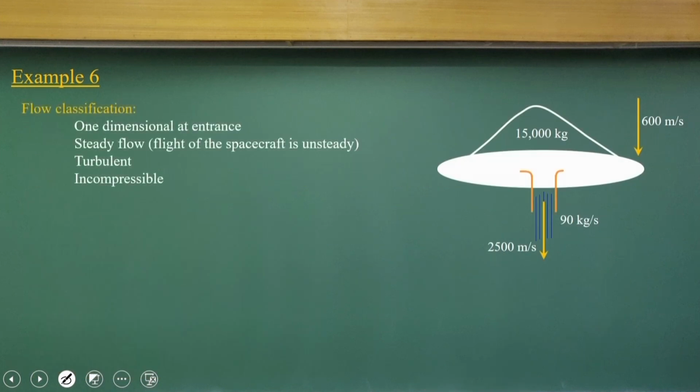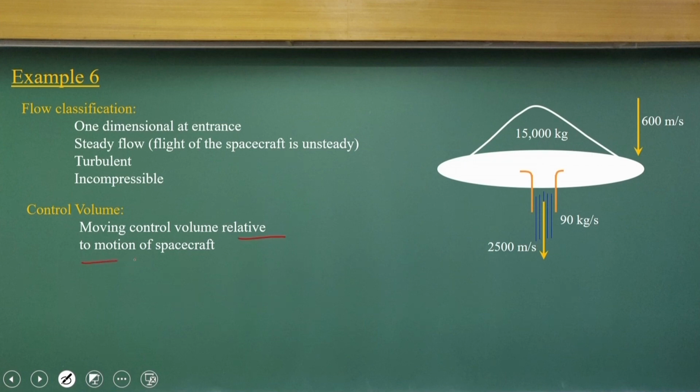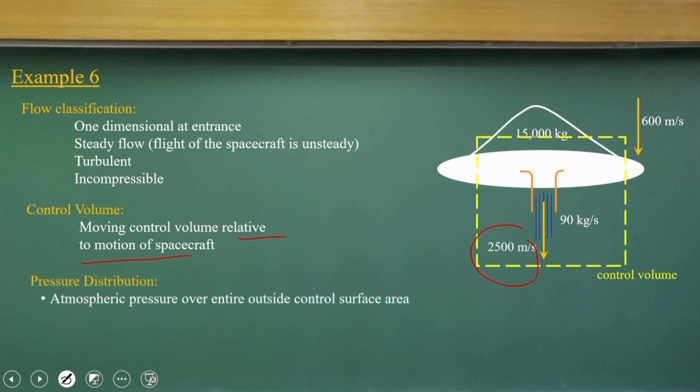Now, the problem is one dimensional because only one jet is there. We can treat it as a steady, turbulent, incompressible problem. This is a moving control volume related to the motion of the spacecraft. Here we are talking about relative velocities, not the absolute velocity of the jet. We consider the control volume and try to find out what force is acting because of this firing of gases from the spacecraft.